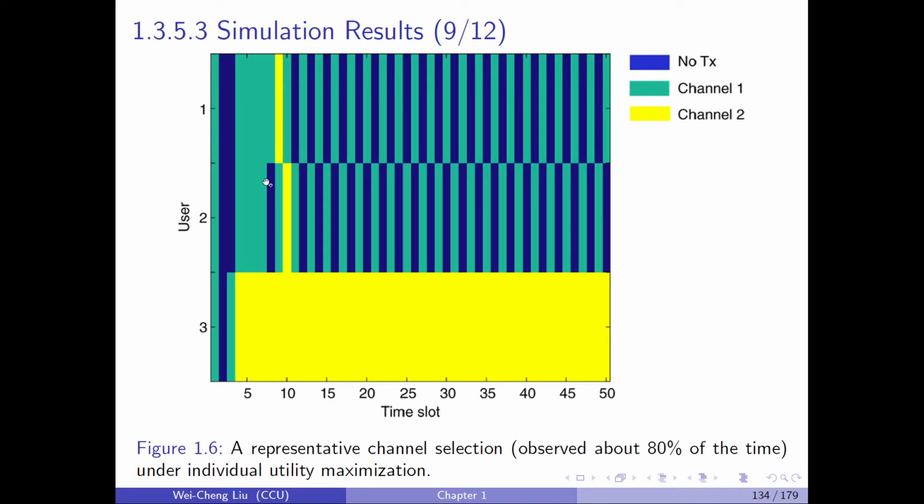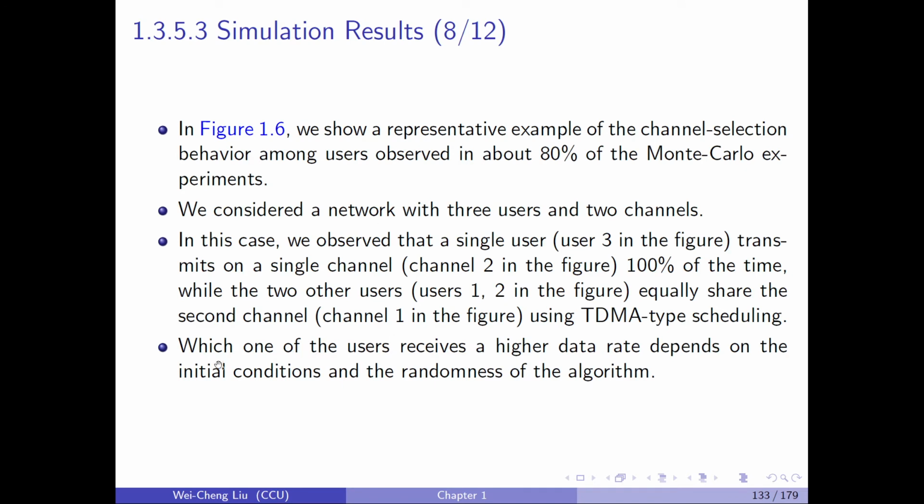In this time slot, user 2 does not transmit, and user 1 transmits in channel 1. In this time slot, user 1 transmits in channel 2, and user 2 transmits in channel 1. And in this time slot, user 1 transmits in channel 1, and user 2 transmits in channel 2. And from this time slot, user 2 transmits in channel 1, then user 1, then user 2, user 1, user 2, etc. Which one of the users receives a higher data rate depends on the initial conditions and the randomness of the algorithm.